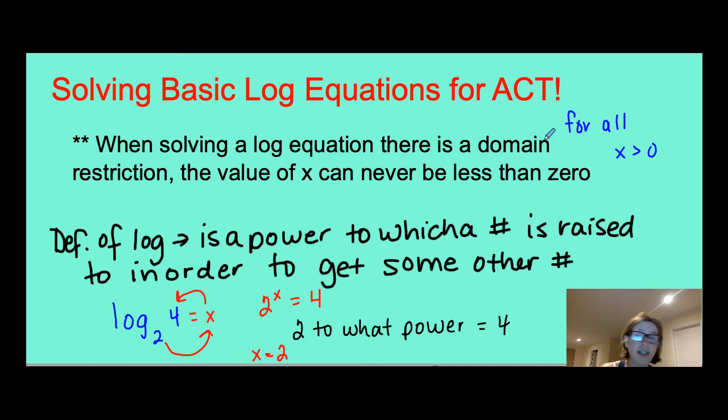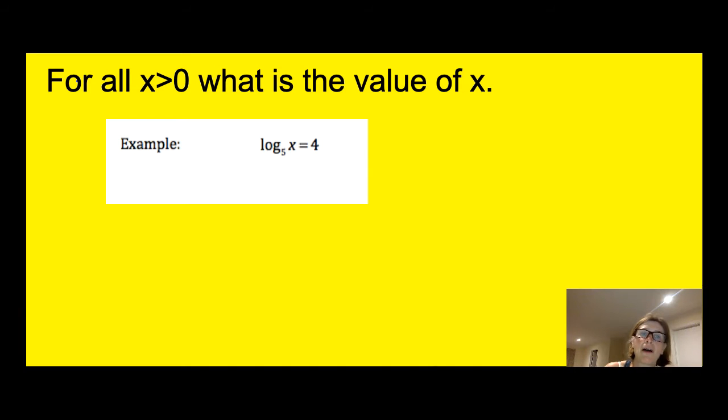And so let's go back to that domain issue. If I gave you log base 2 of -1, 2 to what power would give you -1? Well, there's no value that I can raise 2 to that's going to give me -1. Even if it's a negative exponent, it's just going to give me a smaller fraction. So that's why they state that and why it's important for you to understand basic logs. All right, well, let's just look at some basic log equations. So here we go. For all x greater than 0, again, they're stating the domain. What is the value of x?